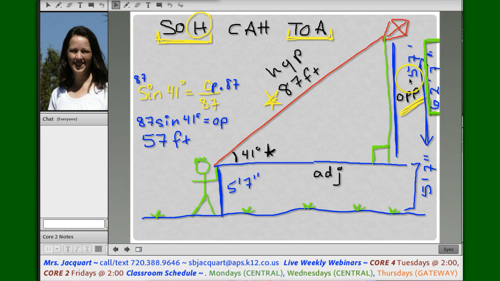Okay, so 57 feet, then plus the height of your eyes, on this person was 5'7", so that means your kite was 62 feet 7 inches in the sky. Cool. Do that for a building too, but for the building you're actually going to know the adjacent, and we want to find the opposite. So that's going to be a TOA thing. But all the little videos I have in Schoology are going to show you how to work those problems as well.